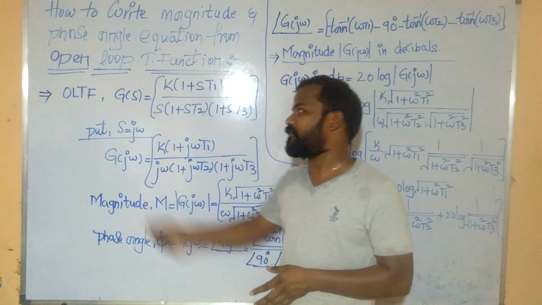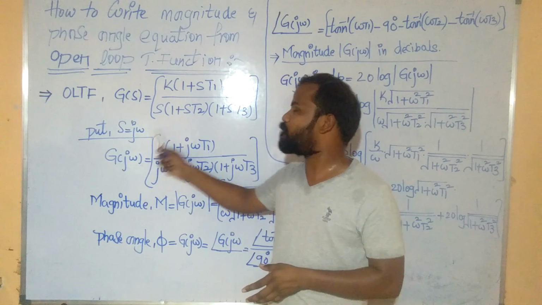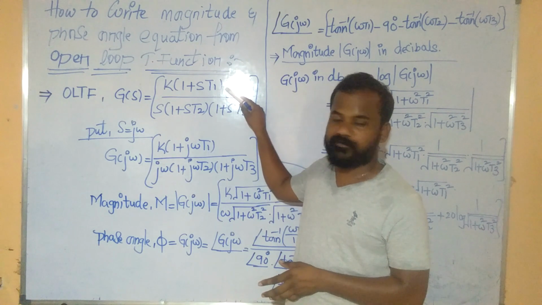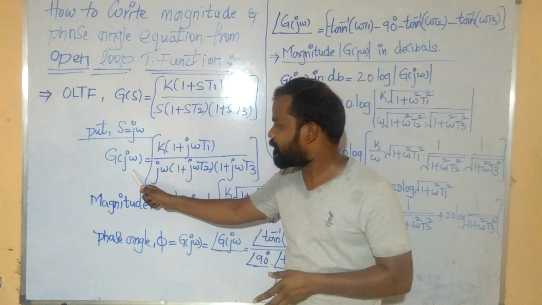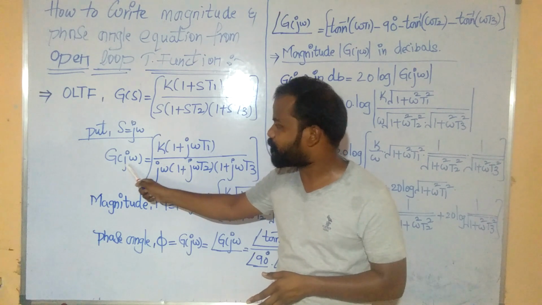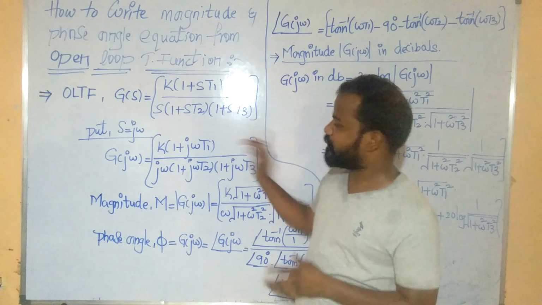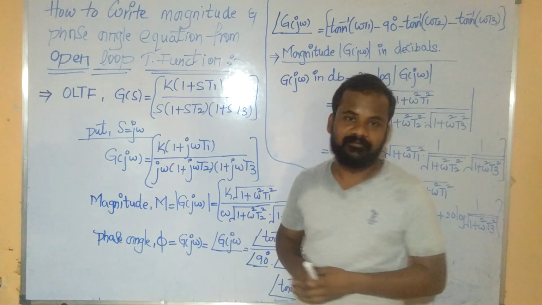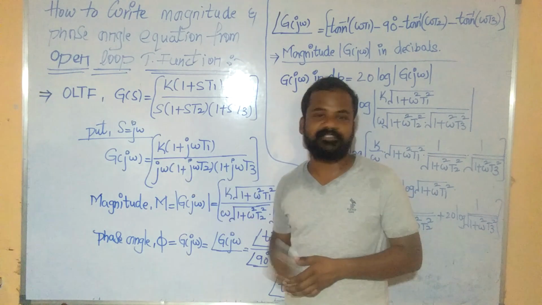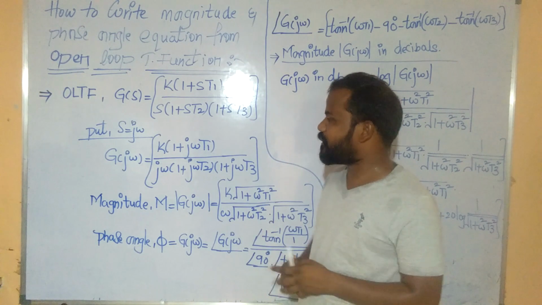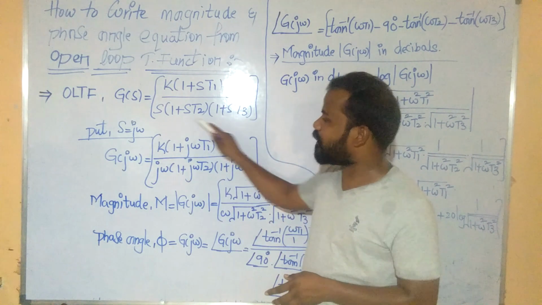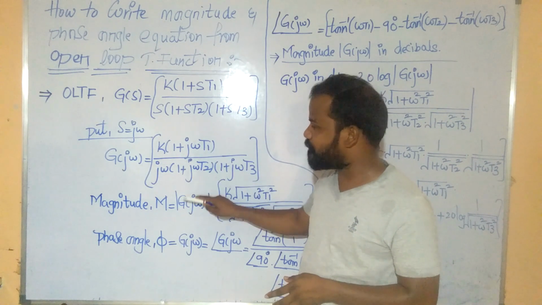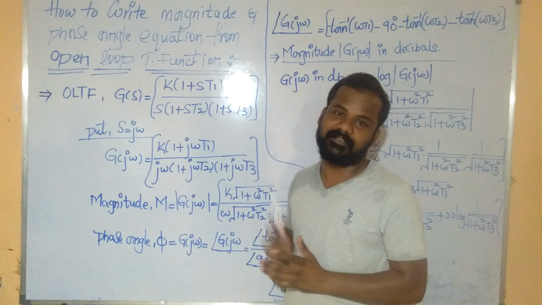Now I am putting s equal to j omega in the open loop transfer function. Instead of s, I am substituting j omega. So this is the actual equation after substituting s equal to j omega. Clear? Now I want to write the magnitude equation from this particular function.